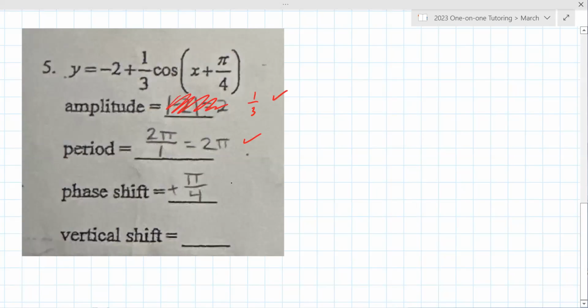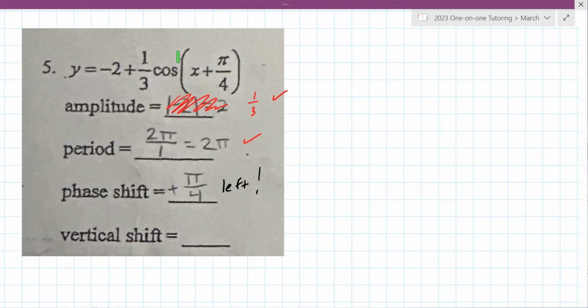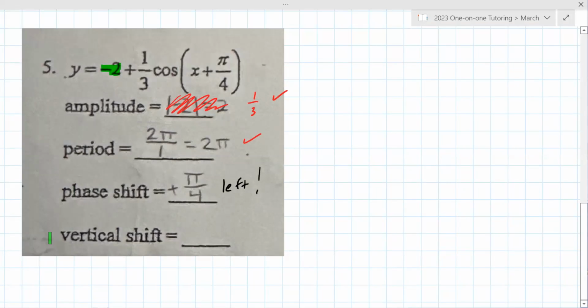Now the phase shift, let me get my words right here. It's pi over 4, but is it left or is it right? It's based on this plus here. It's always kind of opposite what you might think. So it's left. Exactly. Now this one does have a vertical shift, and I said phase shift, sorry. My words are so awful right now. The vertical shift is this number that's off to the left-hand side here.